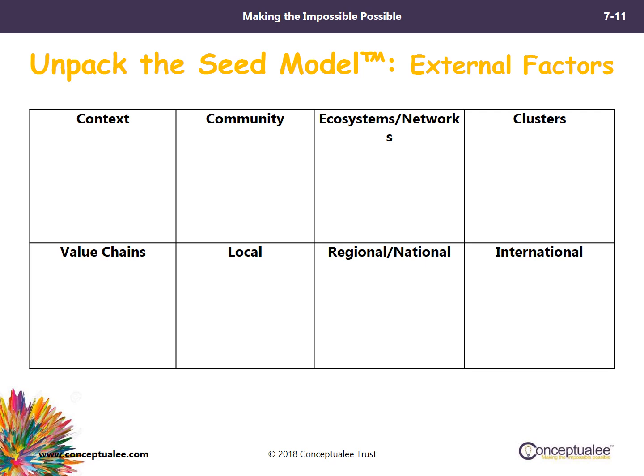Okay, so now let's take a look at unpacking the external factors on the seed model canvas. The context area includes 14 categories of contextual factors that can influence your venture. That includes politics, technology, social, economic, and other variables. We did not discuss all of these areas, but you will see them as questions in the concept document outline.